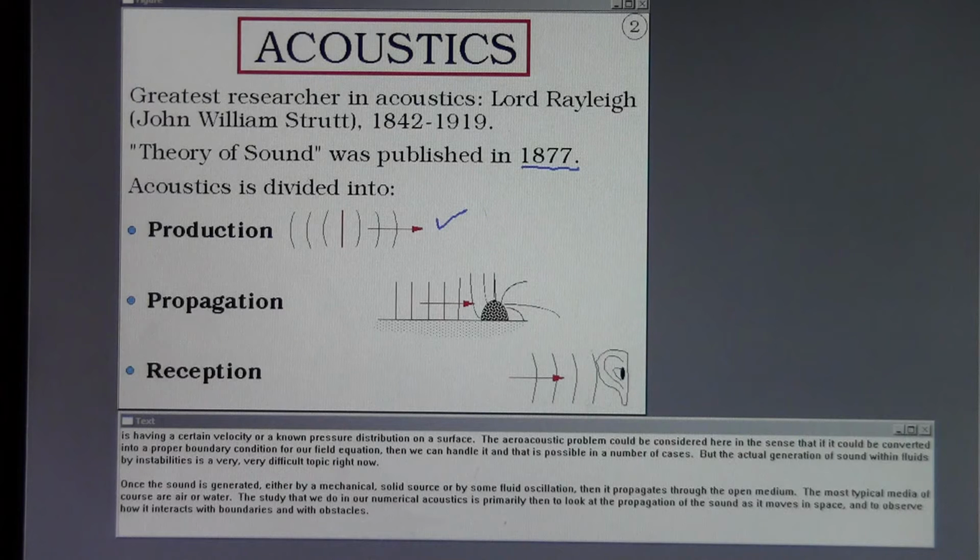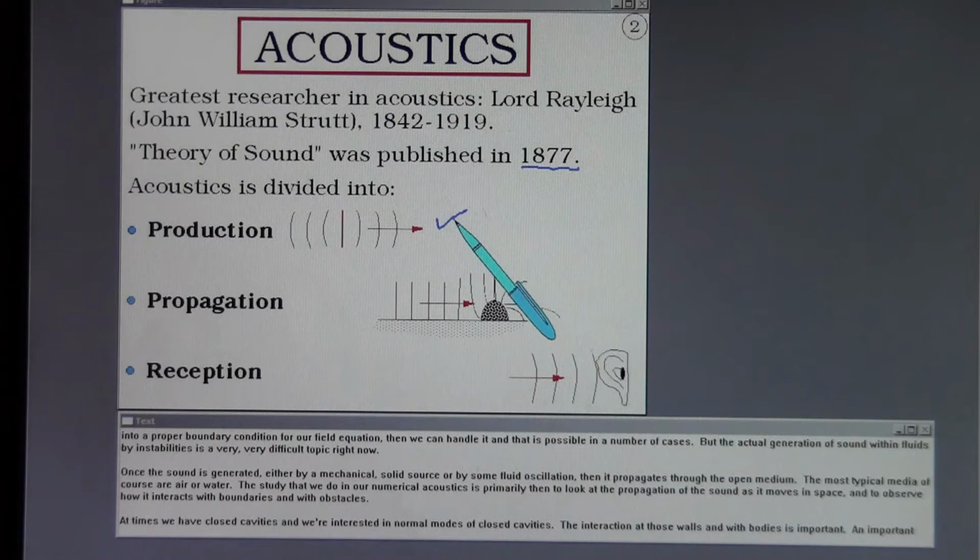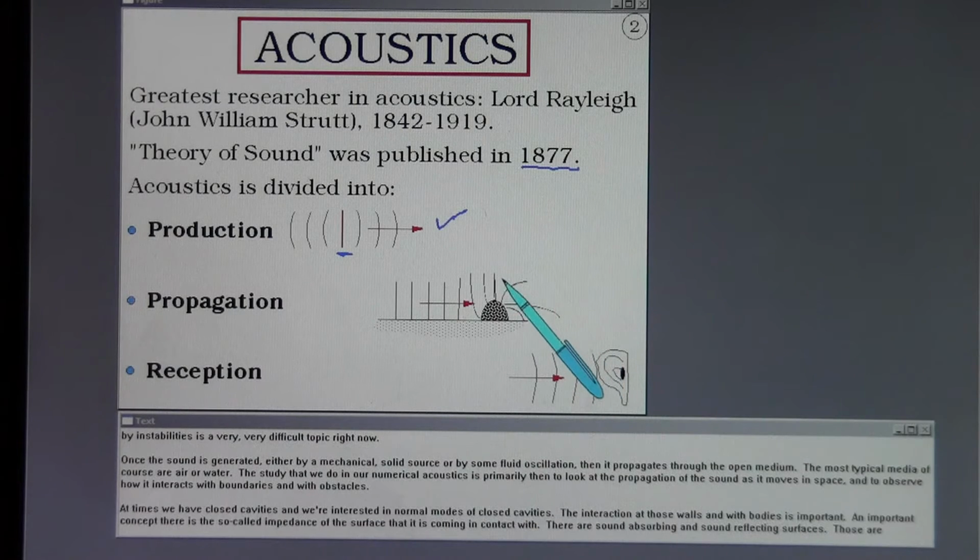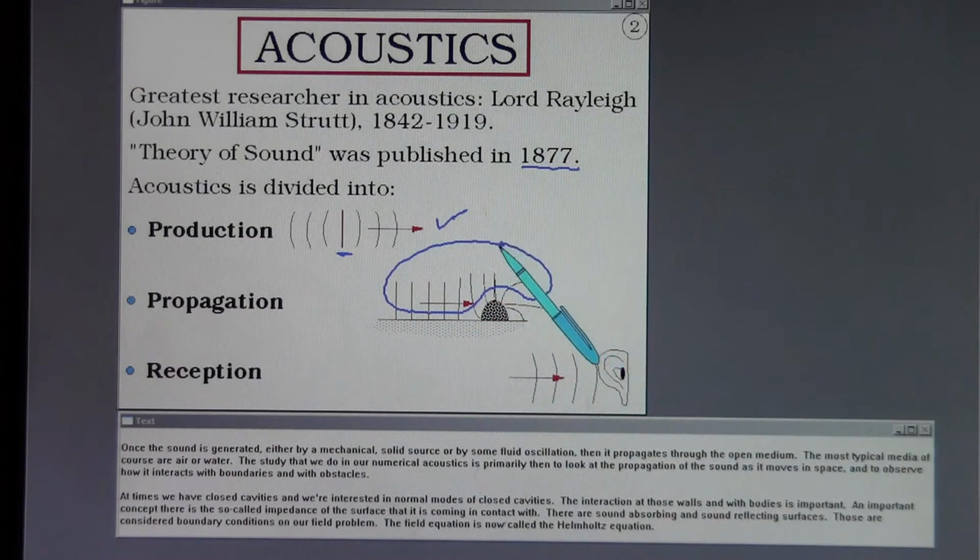Once the sound is generated either by a mechanical solid source or by some fluid oscillation, then it propagates through the open medium. The most typical media, of course, are air or water. The study that we do in our numerical acoustics is primarily then to look at the propagation of this sound as it moves in space and to observe how it interacts with boundaries and with obstacles.